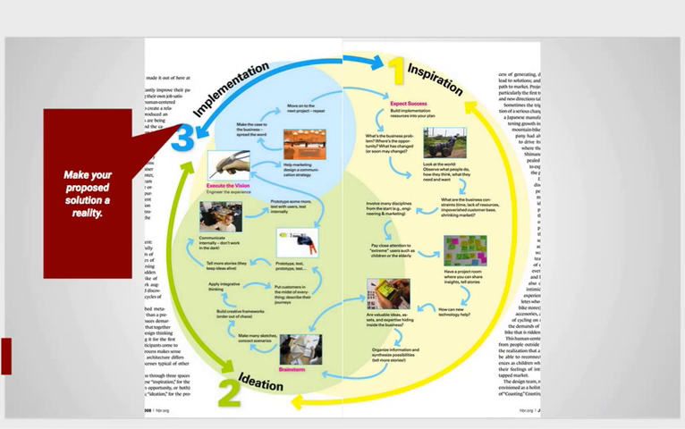And then 3, implementation. So you make your solution the new way of things. You solve the problem to the best of your abilities, and that becomes the new way things are.